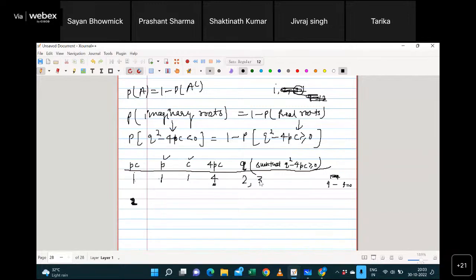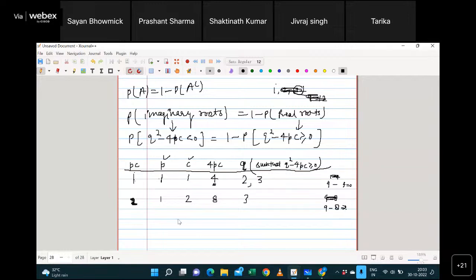Yes, it will be greater than 0 then. Now, suppose P is taking value 1 and C is taking value 2. So P into C will be 2. What will be the value of 4PC? 8. Now what value will Q take? 3. Only 3, because in case of 2, it will be 4 minus 4PC, which is 8, it will be negative. If you take 3, that means 9 minus 8, which is greater or equal to 0.